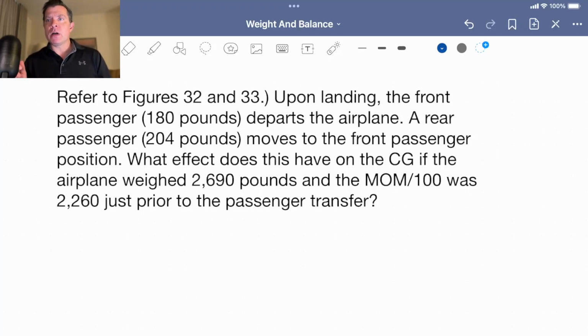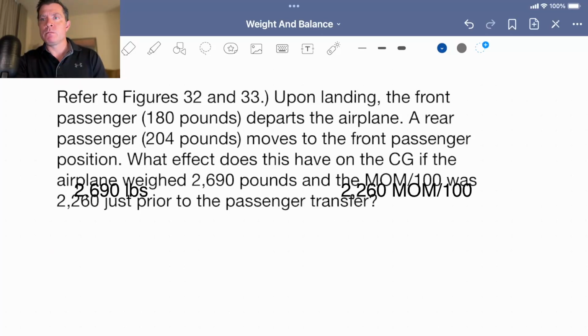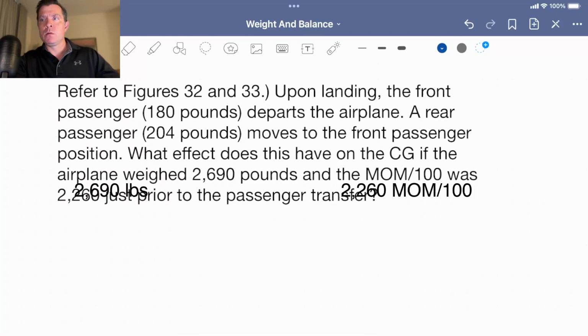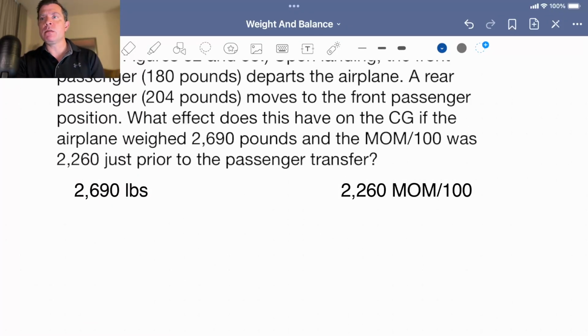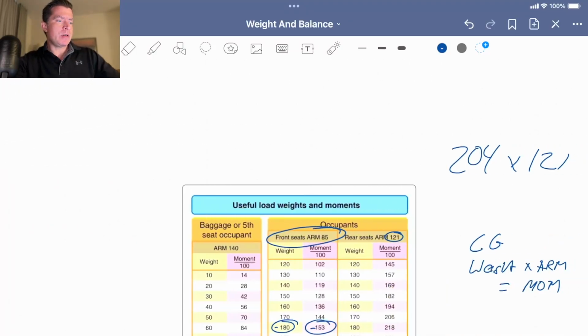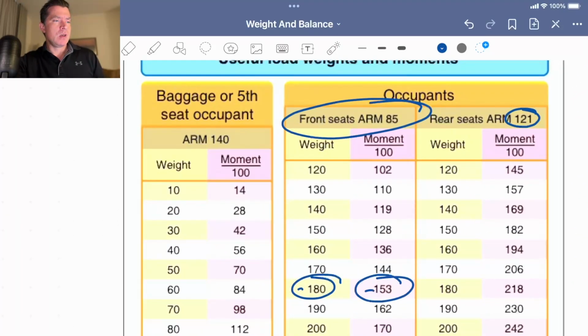So we already have the weight. We have the weight of the airplane, the original weight before we shifted anybody. And now we need to figure out the moment of each passenger. So we're going to go over here to this graph, and I already have it circled. The front seat arm is 85.